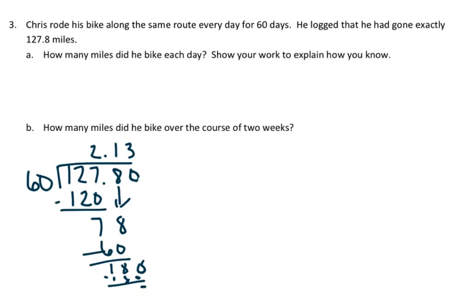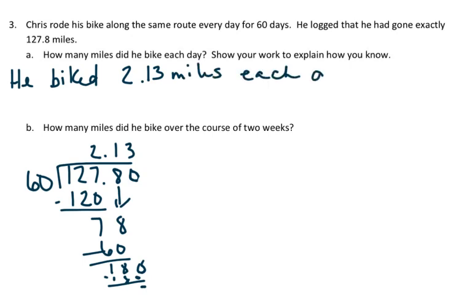So, I didn't write my target sentence. He biked 2.13 miles each day. Okay, shame on me. That's what I should have written out first, okay? He biked 2.13 miles each day, okay?